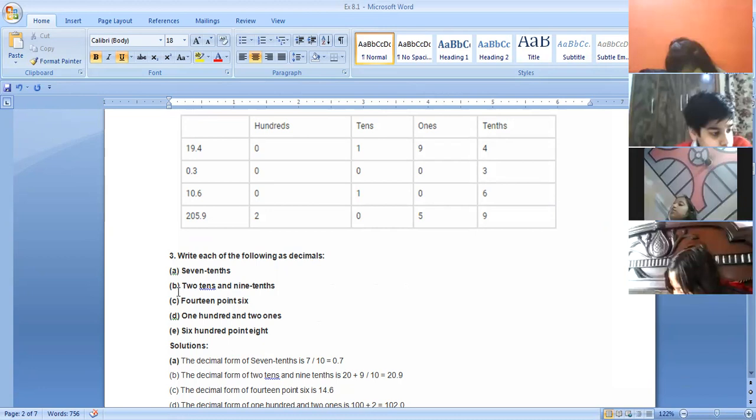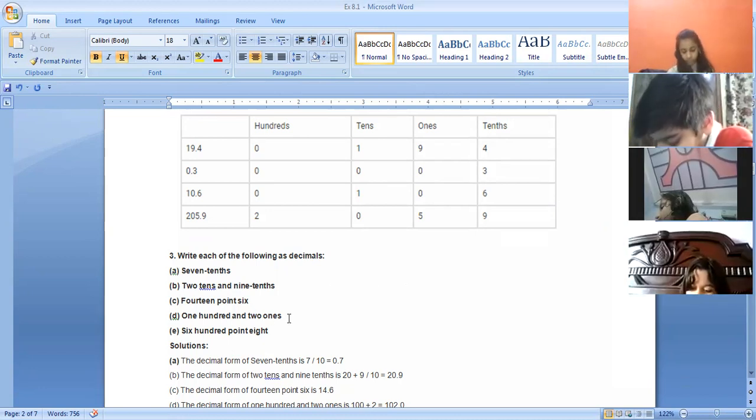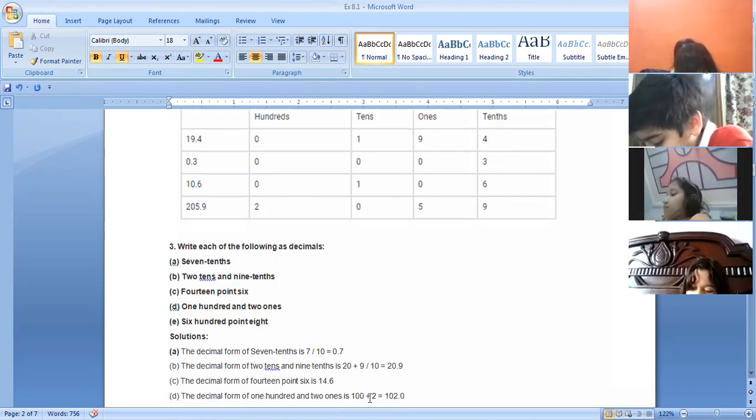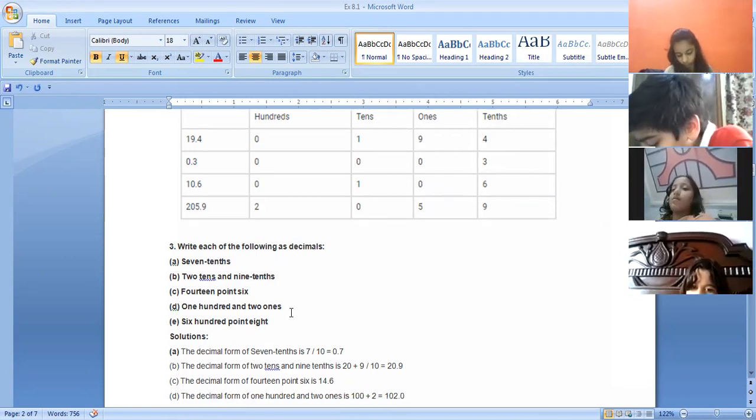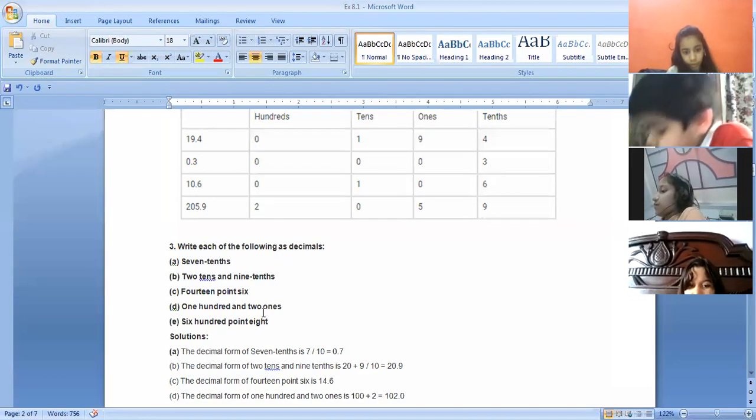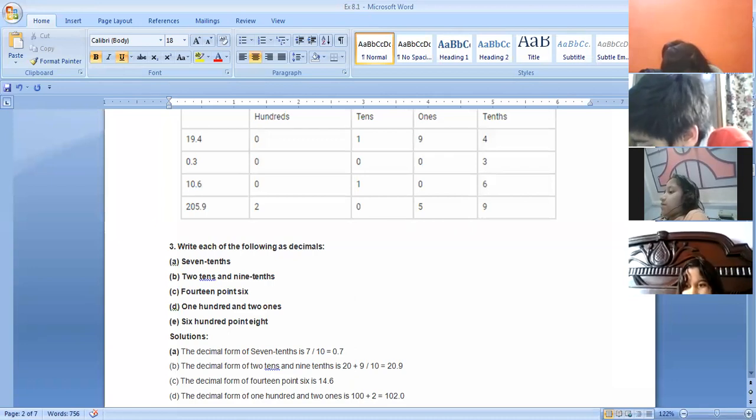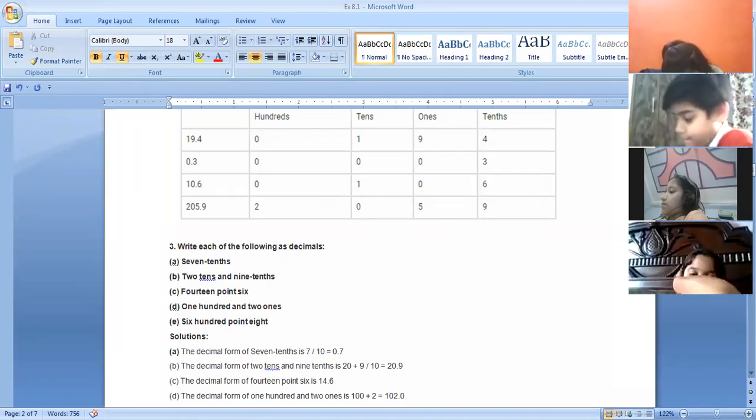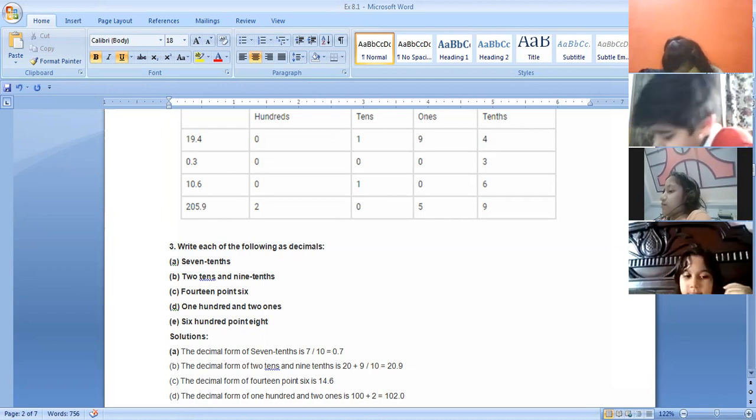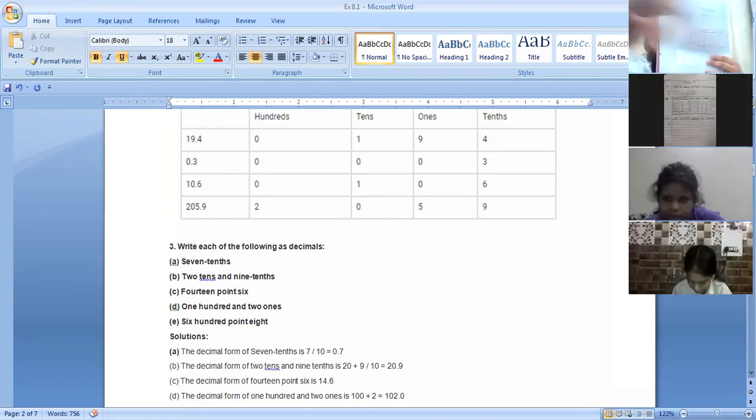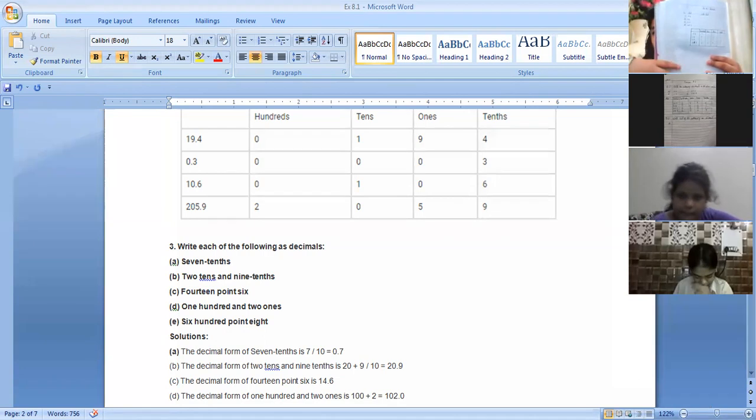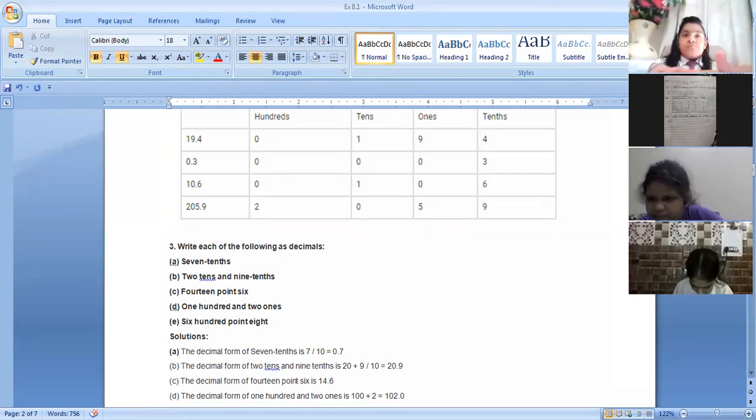Yeah. Next is 100 and 2 ones. That means 100 is equal to 100 and 2 is at the ones place. Ones place means plus 2. 100 plus 2, that will be equal to 102. Yes, Chehek, that's right. But you have to write the numbers also, okay? Do the C part.